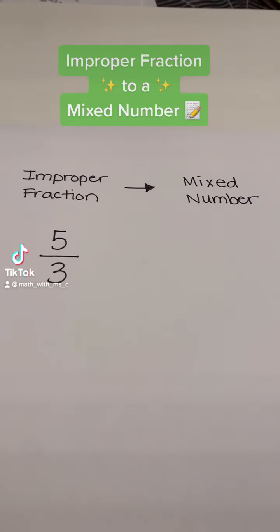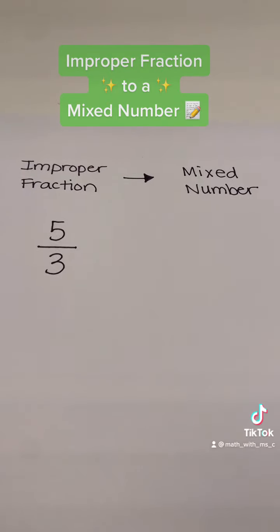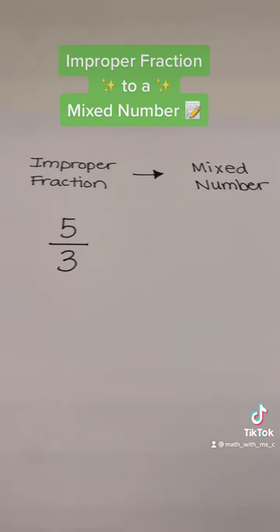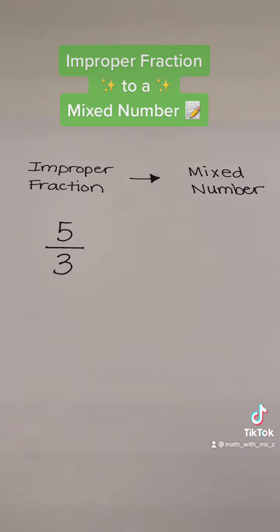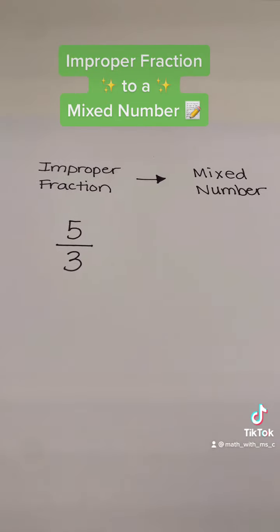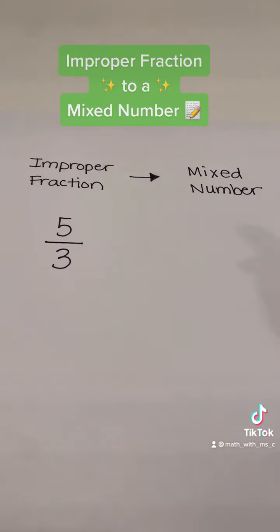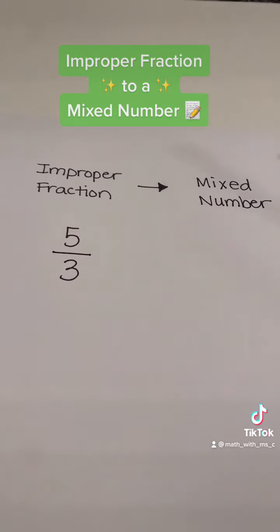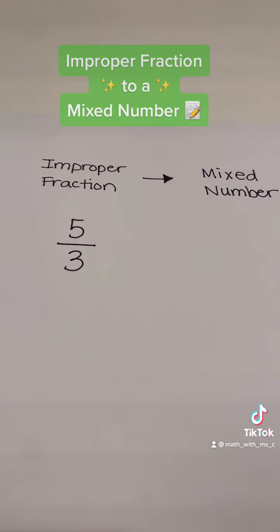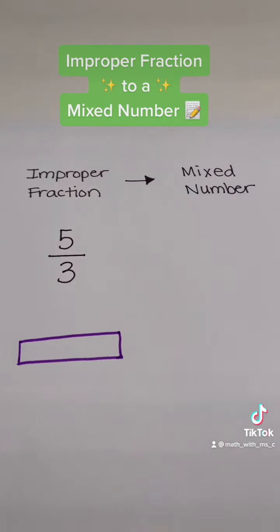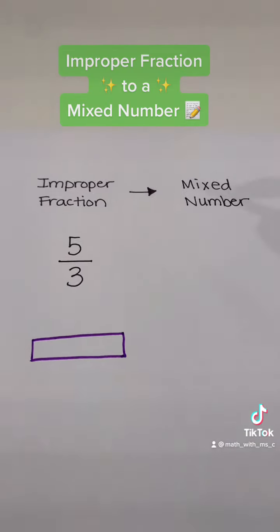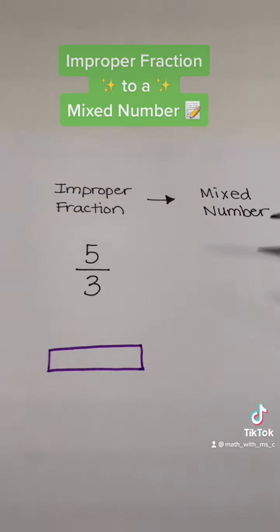Since we're in the lesson of multiplying and dividing with fractions and mixed numbers, let's talk about how to change an improper fraction into a mixed number, and let's understand why we end up dividing and what it represents when we're dividing. So first, I'm going to show you how to change this improper into a mixed number using models.